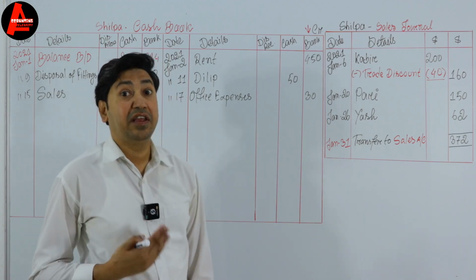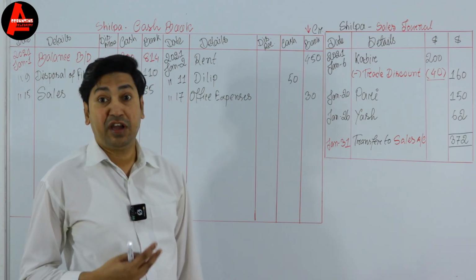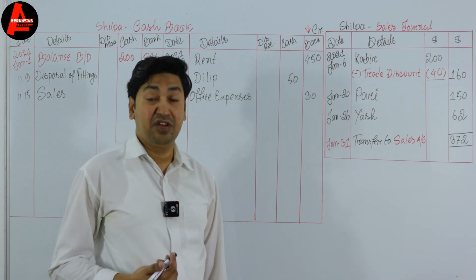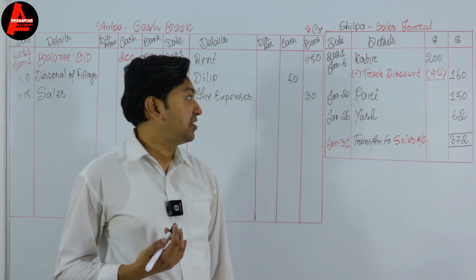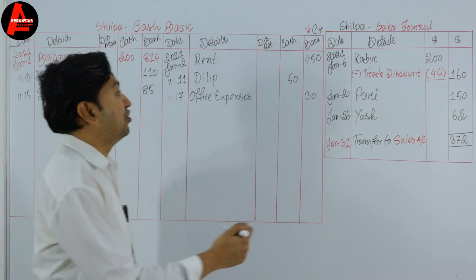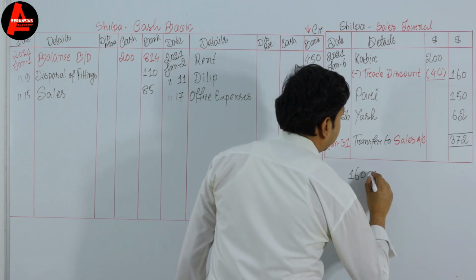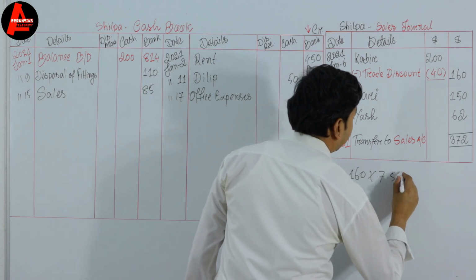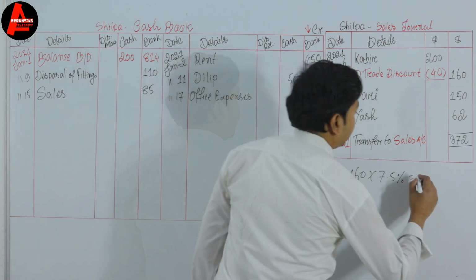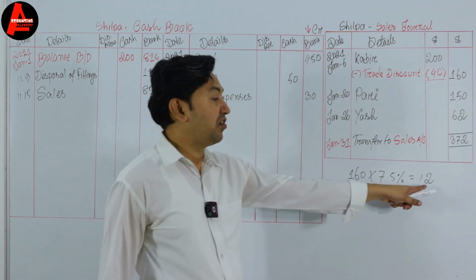How did he paid? He paid by cheque. When he paid this amount by cheque, we received money. And we allowed 7.5% discount. Now what is the discount price? So the selling price was $160 times 7.5%. What do you get here? So here it is $12. This is the discount amount.